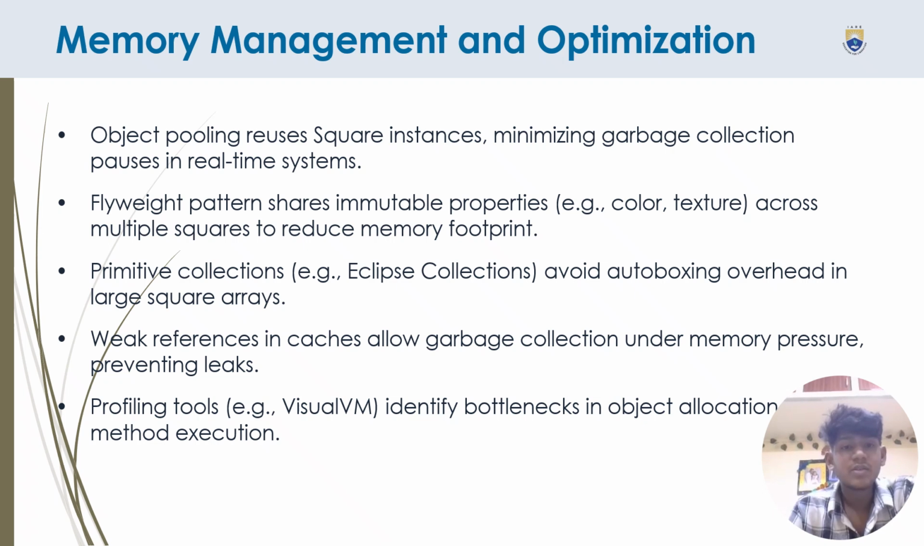Object pooling reuses square instances, minimizing garbage collection pauses in real-time systems. The flyweight pattern shares immutable properties across multiple squares to reduce memory footprint. Weak references in caches allow garbage collection under memory pressure, preventing leaks.